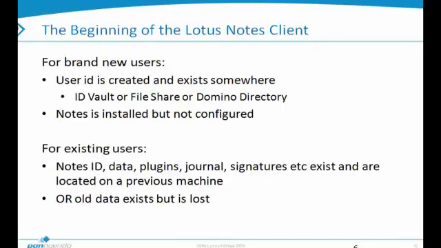Now, the beginning of a Lotus Notes client might also mean this is an existing user that has an existing Notes ID, data, plugins, journals, signatures, all kinds of things, but they're getting a new machine. So having a machine replacement, a machine upgrade. We work with a lot of customers that do operating system upgrades. They just basically give users a new laptop or whatever, hardware replacements with a new image. Again, we're talking about Lotus Notes is installed but not configured. And this one's actually slightly more complicated because now you have to figure out how to get the old data to the new machine.